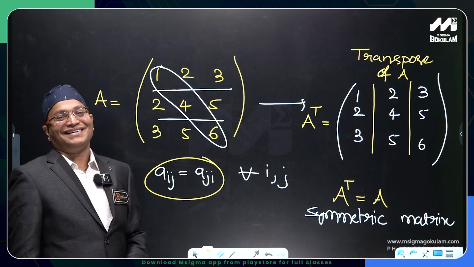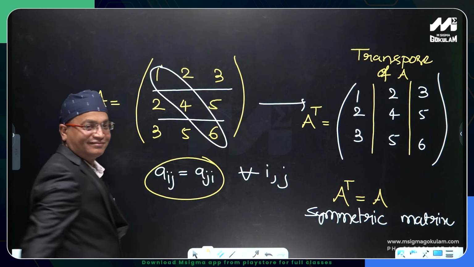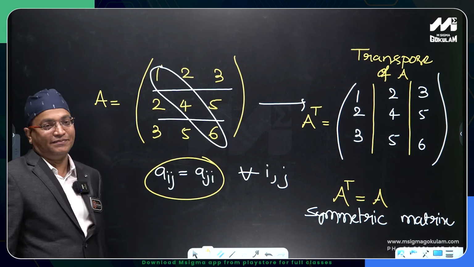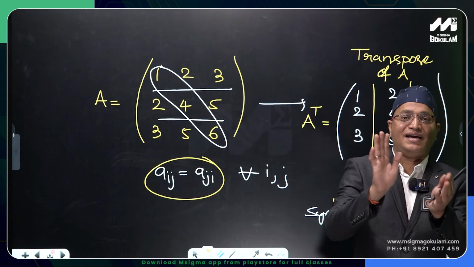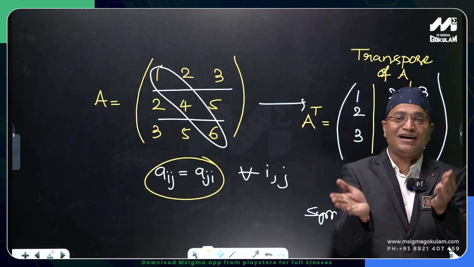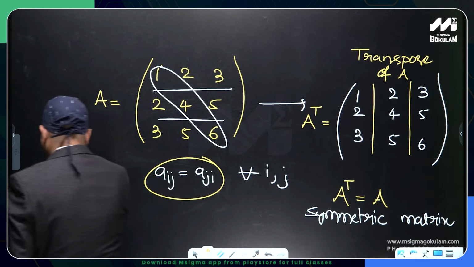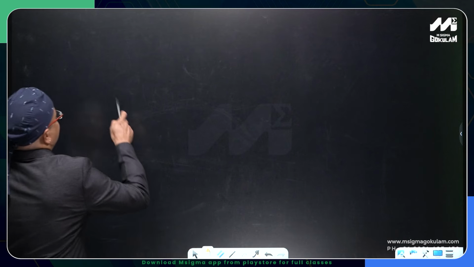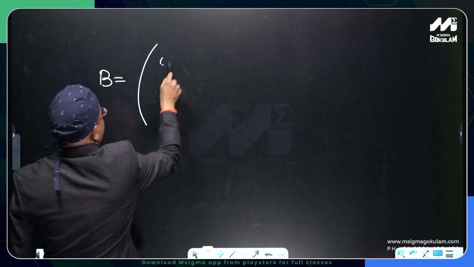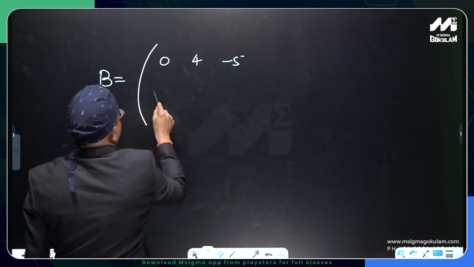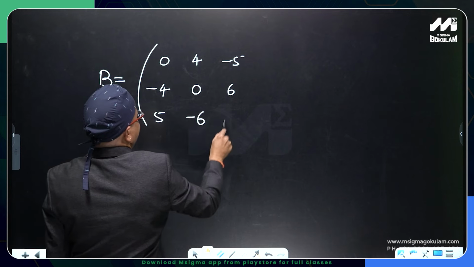Every word is important. In a symmetric matrix, the same matrix will come because Aij equals Aji, so A transpose equals A. Transposing means rows we are writing as columns, and automatically columns become rows. No need to check. Now observe, I want to do it like this. Suppose I have some matrix B: 0, 4, minus 5; minus 4, 0, 6; 5, minus 6, 0.